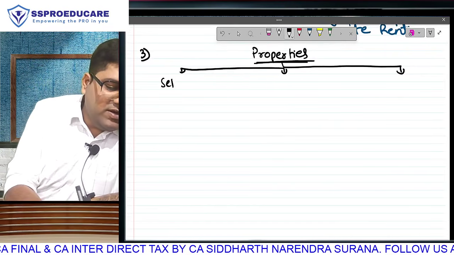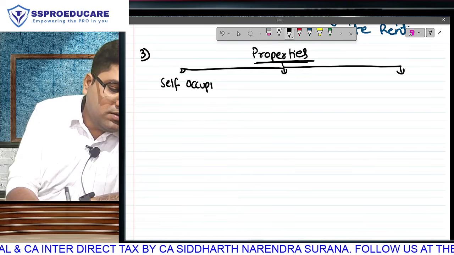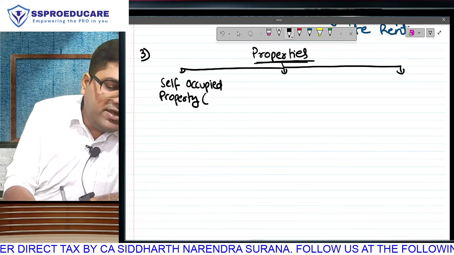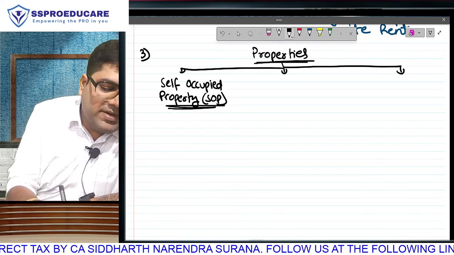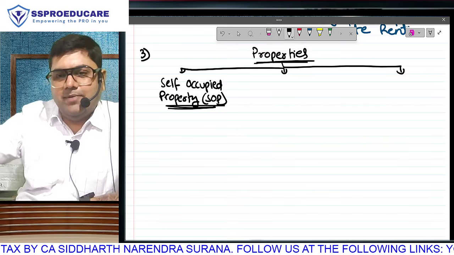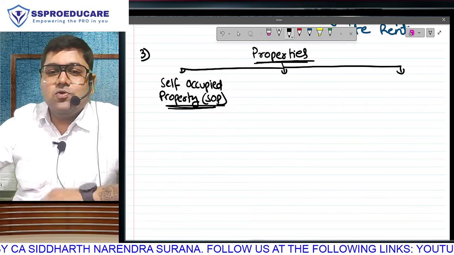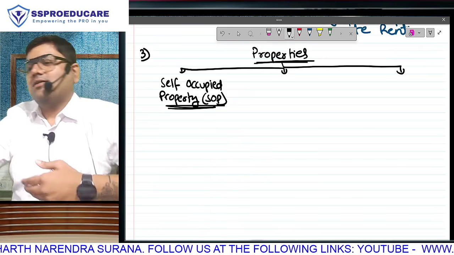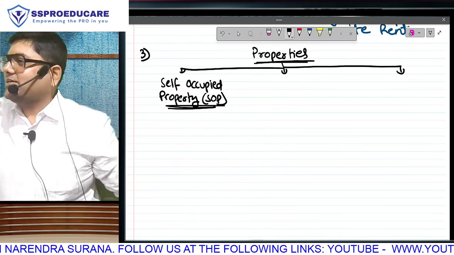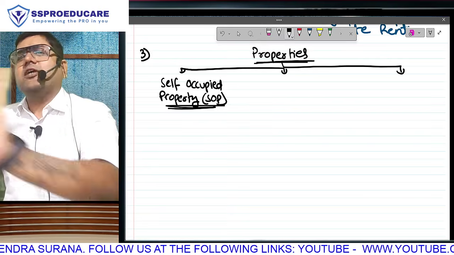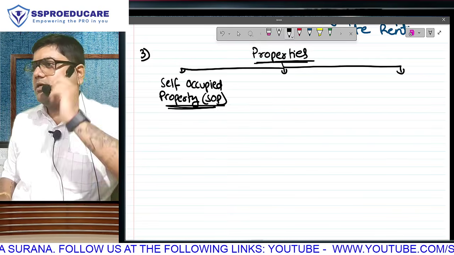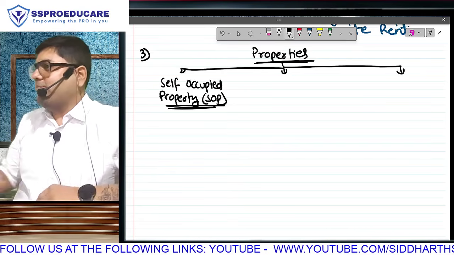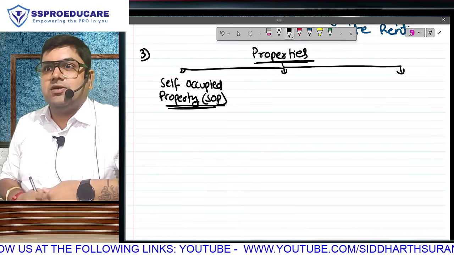First property will be called self-occupied property, and the very popular and accepted short form in the exam is SOP. You have my permission. Otherwise, you people do not need anyone's permission to do anything, but you have my permission. As far as the income tax exam paper is concerned, you can write SOP peacefully without any loss of marks. It is not compulsory to write full self-occupied property. SOP. As the name indicates, the name itself is self-explanatory.